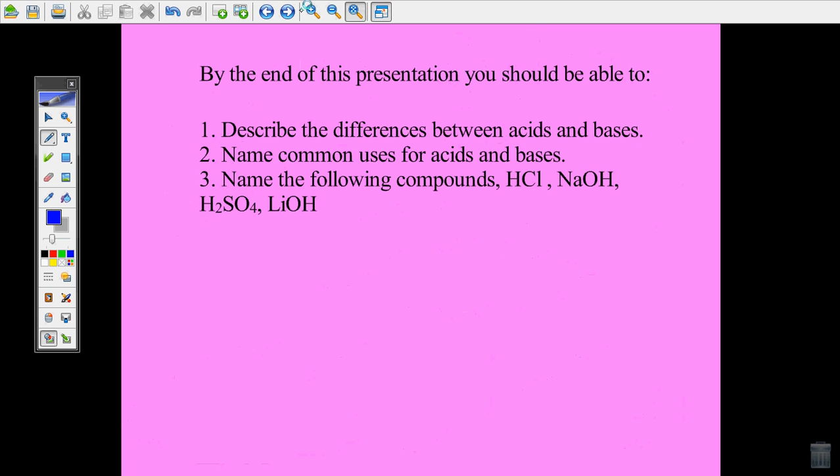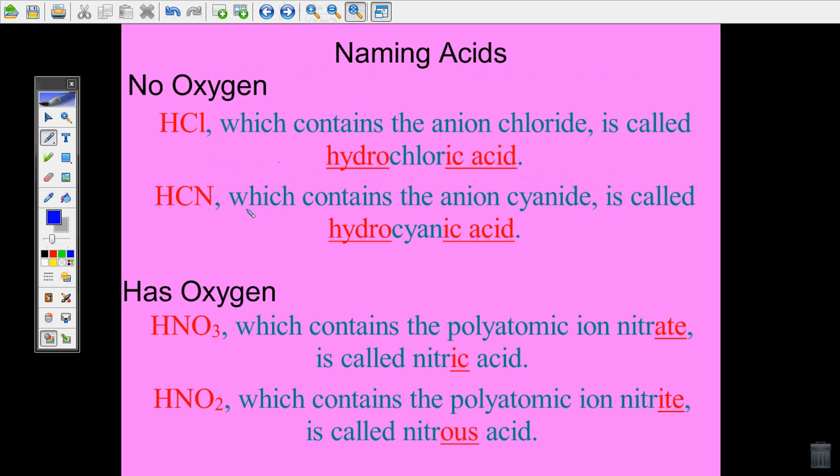Acids and bases. By the end of this presentation, you should be able to describe the differences between acids and bases, name common uses for acids and bases, and name the following compounds. Alright, so there's two types of acids, acids with no oxygen and acids with oxygen. And there's different ways to name them.